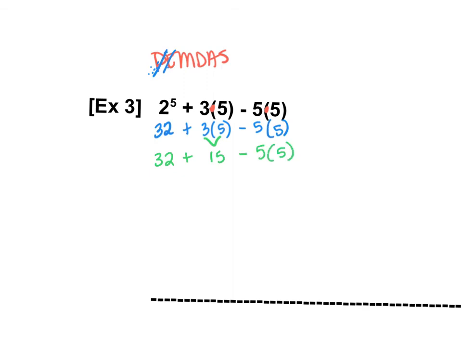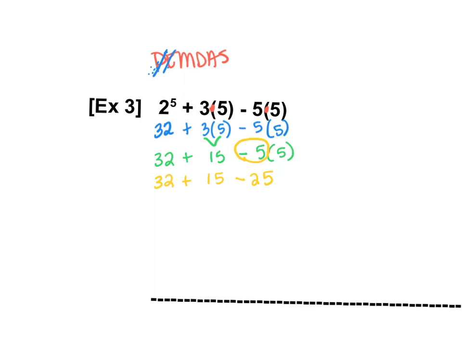So we go back up, we look in PEMDAS, we still have parentheses, we don't have exponents, and we do still have multiplication. We've got this little multiplication situation going on right here. So we need to solve that before we move on. So let's write down 32 plus 15, and then let's take this as a negative 5 times 5, and that gives us negative 25.